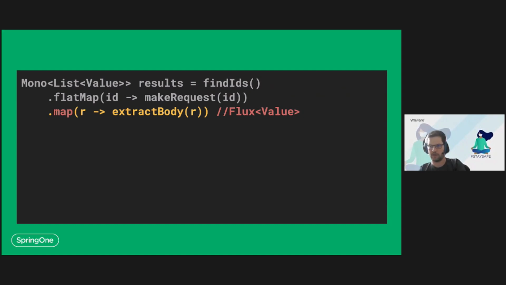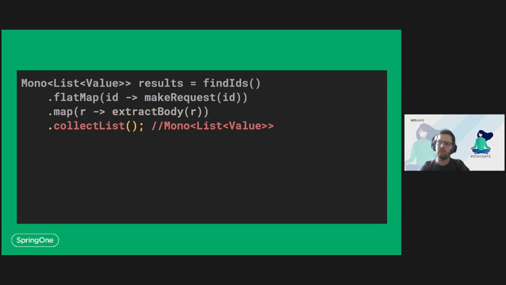For instance, if we get some JSON, we can extract the body of the response and turn that into a business object. And last, we could collect all the values that we got into a list. So at the end we get a mono of list of value by doing this set of steps. But it's all declarative.